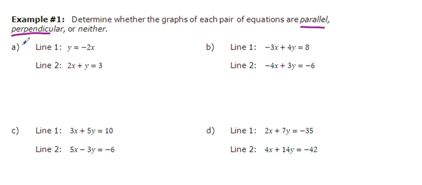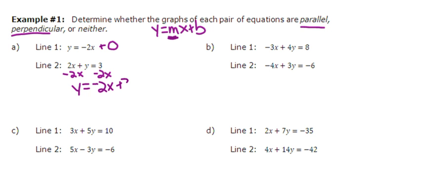So like if you look at A, line 1 is y equals negative 2x. That's in slope-intercept form already, right? Even though we don't see a b, that just means that the y-intercept must have been 0. But line 2, that's not in slope-intercept form. So my first step is to get that in slope-intercept form. And remember, slope-intercept form is y equals mx plus b. This way we can easily see the slope. So to get the y alone, I'm going to minus 2x. So I have y equals negative 2x plus 3.